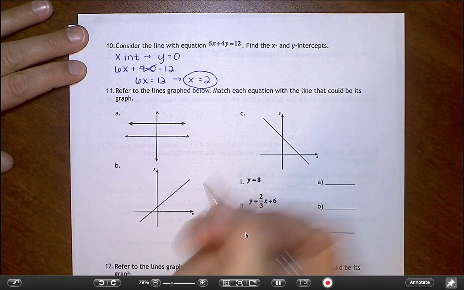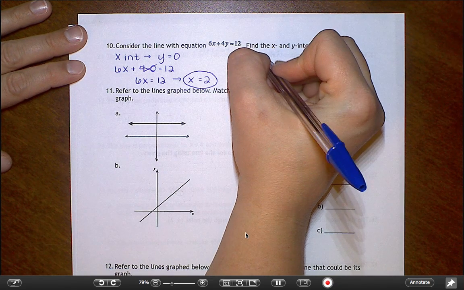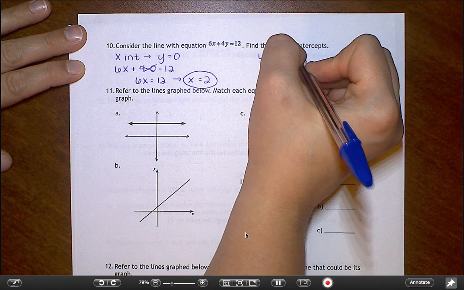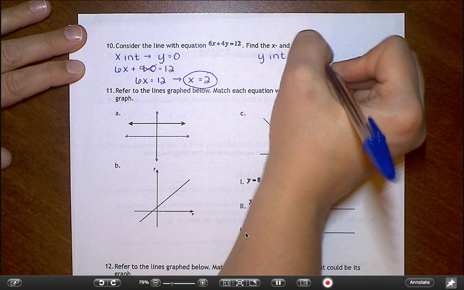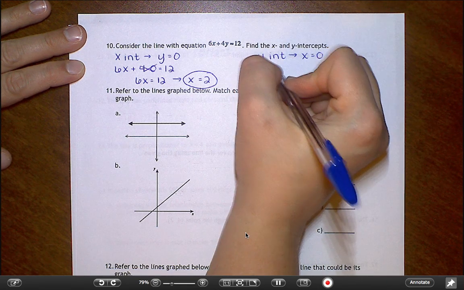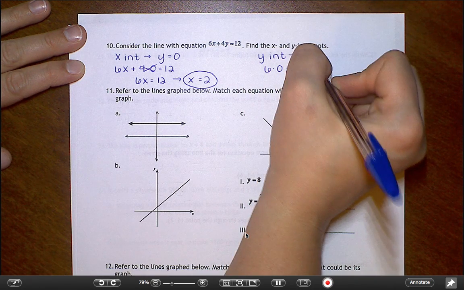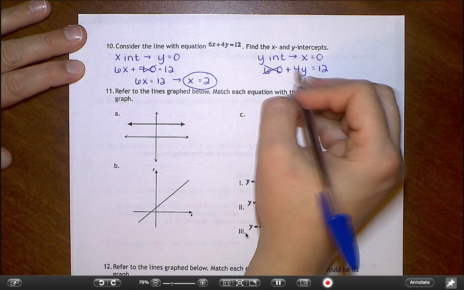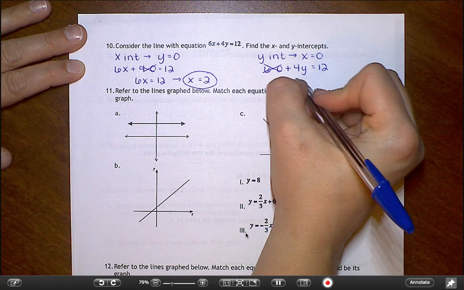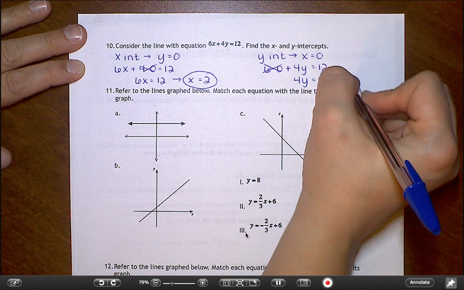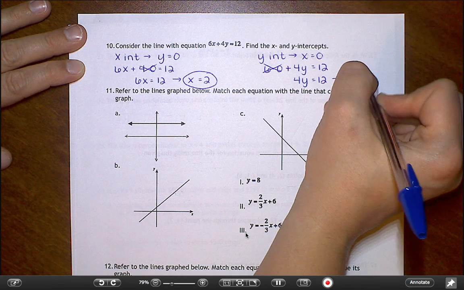Okay, and then we're going to do something similar for the y-intercept. So at the y-intercept, I know that x equals 0, so I would do 6 times 0 plus 4y equals 12, really letting this drop out. So 4y equals 12, which means y equals 3.